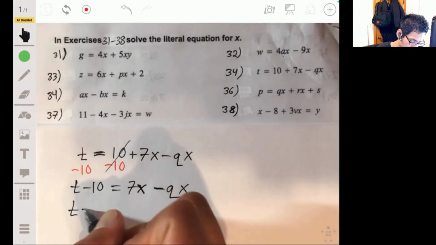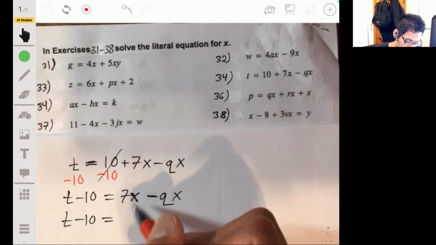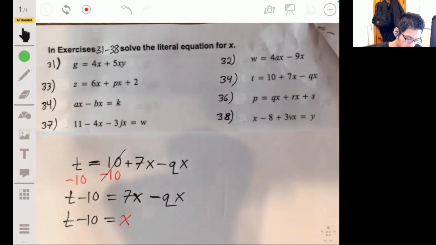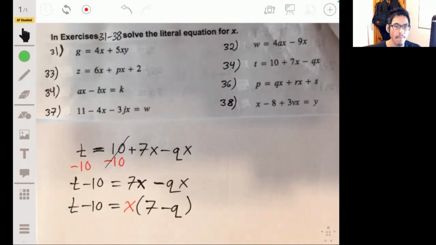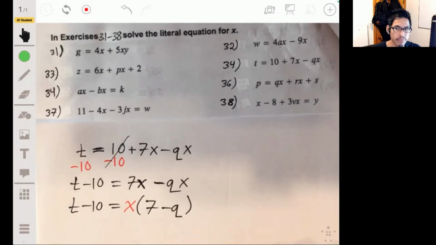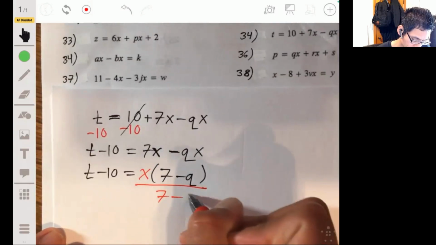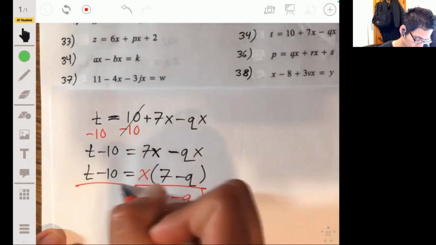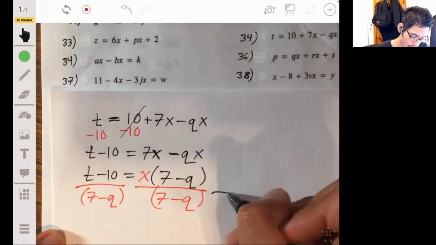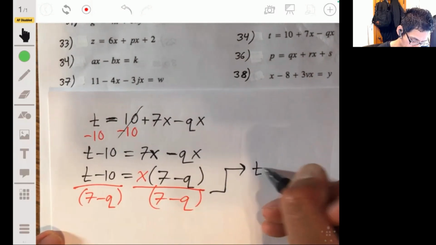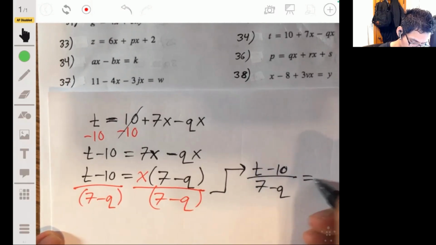Keep the left the same. Factor out this x. You get x times 7 minus q. That's right. Divide both sides by the 7 minus q. You get t minus 10 over 7 minus q equals x.